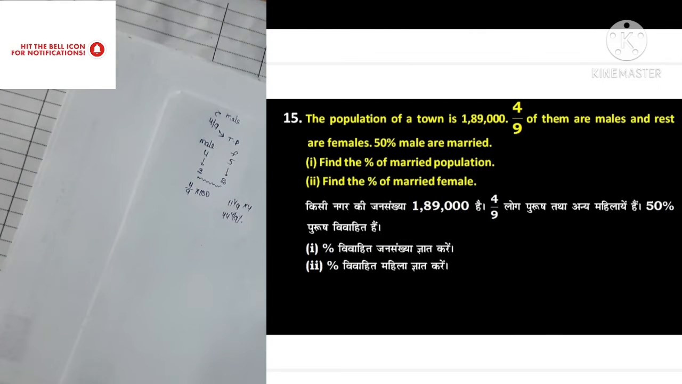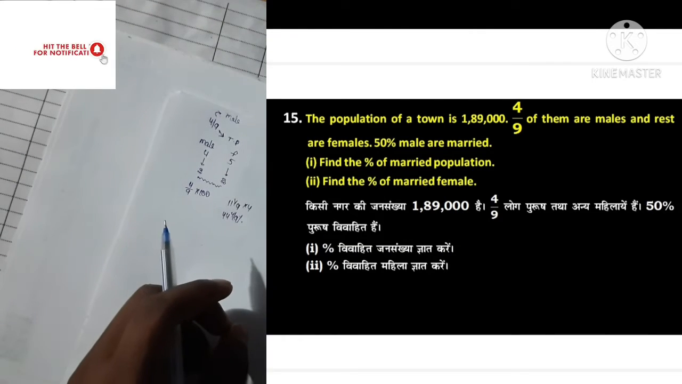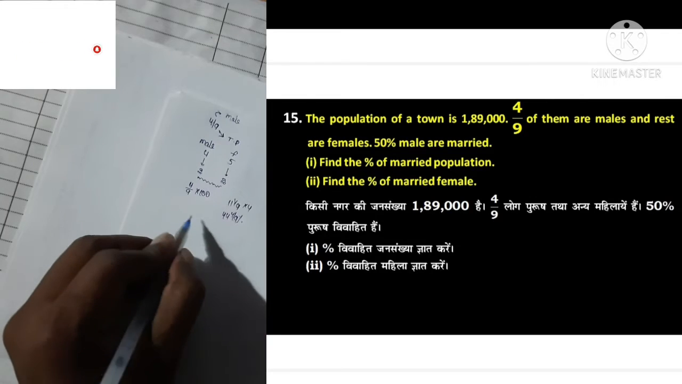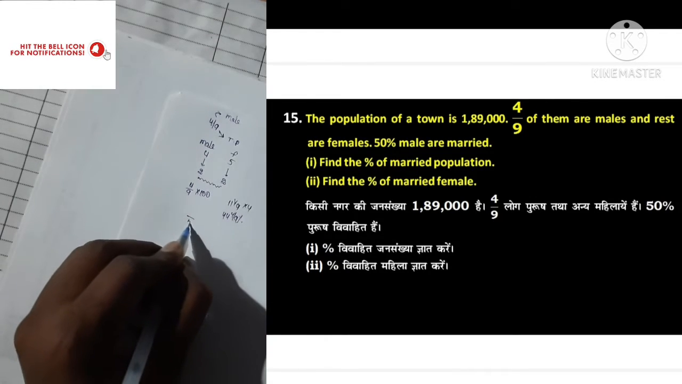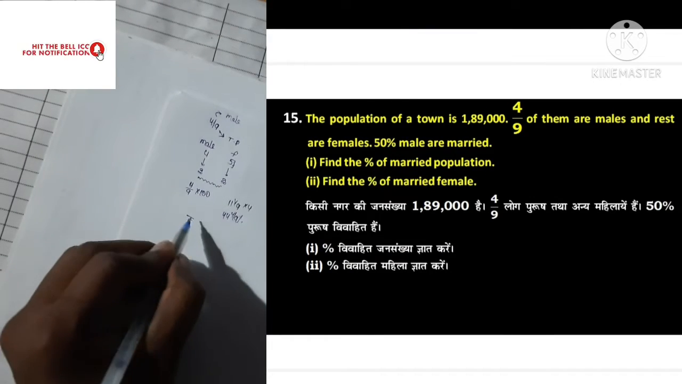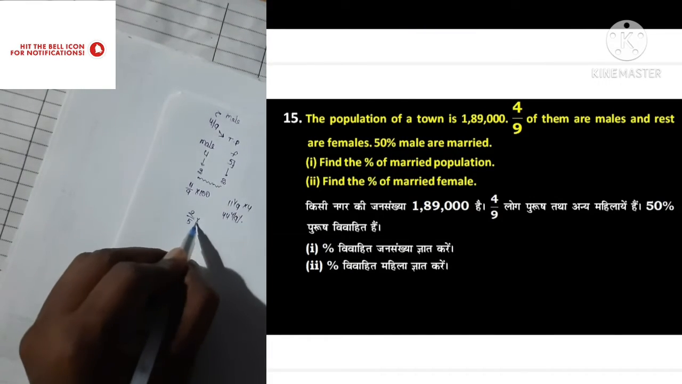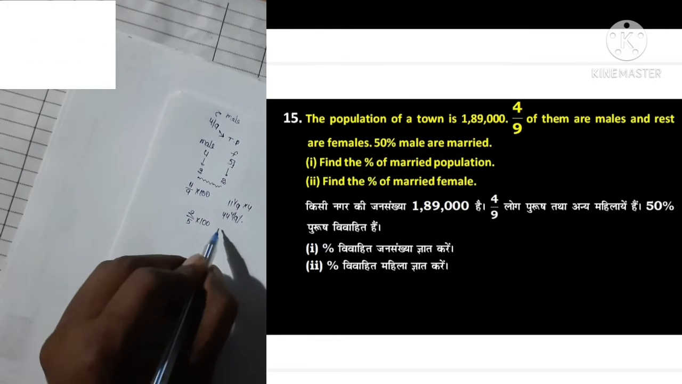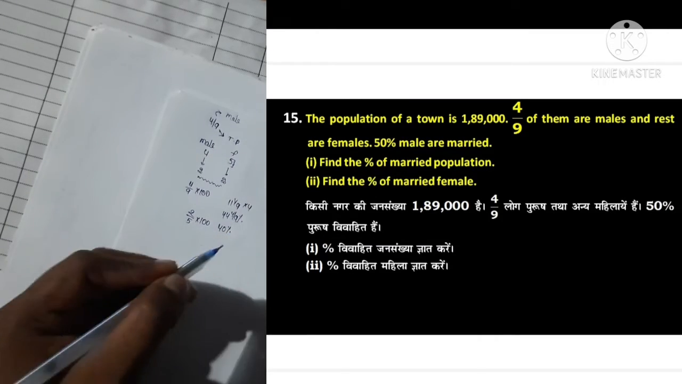The second one is find the percentage of married female. So total female is 5. So out of 5, married is 2. 2 by 5 into 100, that is 40%.